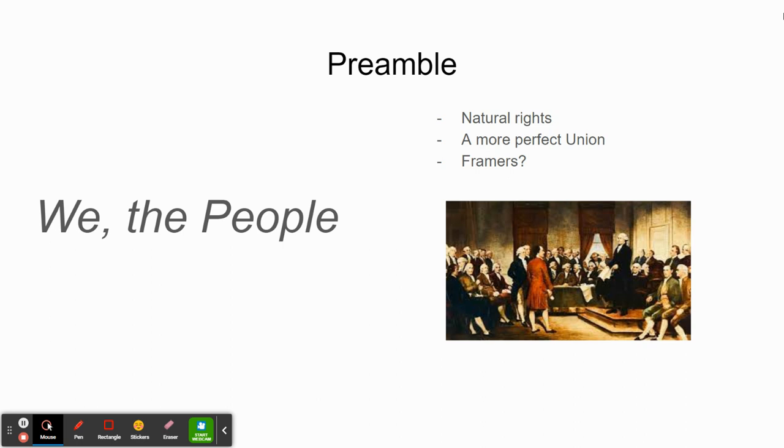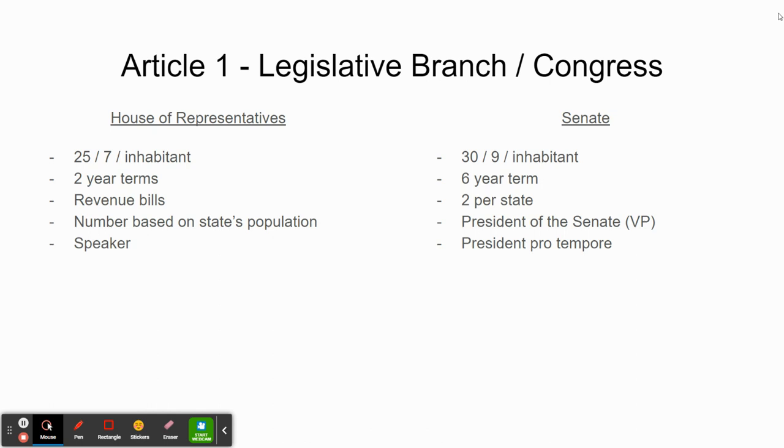And remember, we had the vocabulary word framers. Those were the people who were actually in the room in Philadelphia and wrote the United States Constitution. Article 1 deals with the legislative branch, that is Congress.